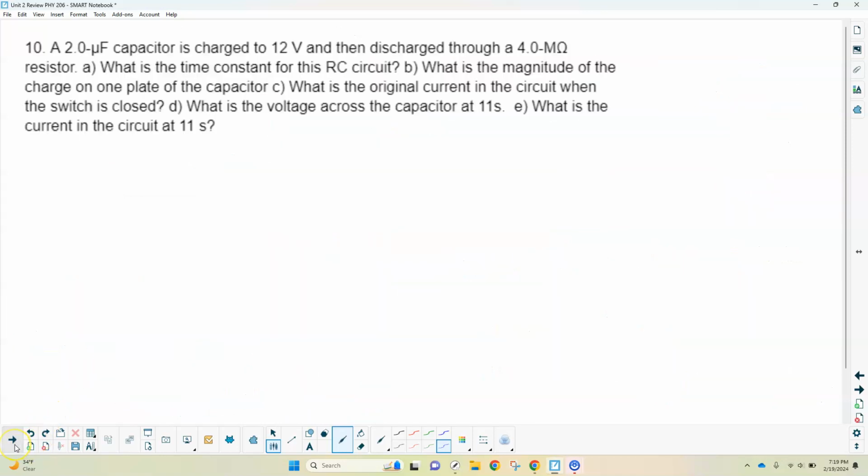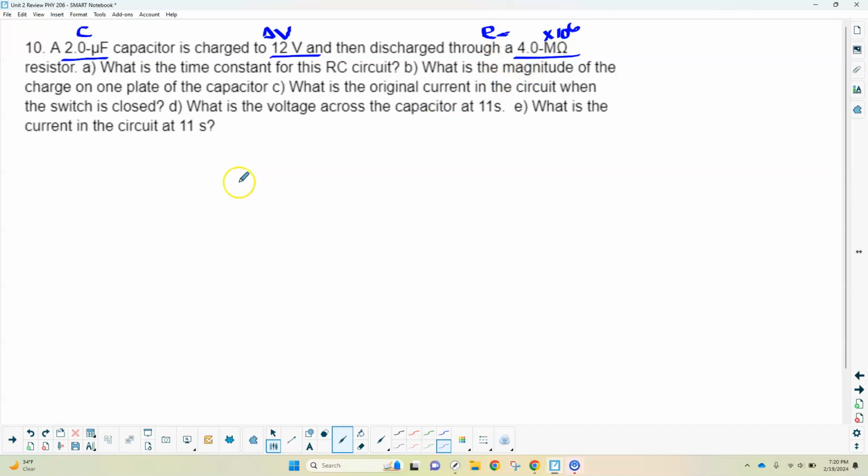All right, last one we have here is an RC circuit. So the video and lesson in class today is dealing with RC circuits. It's a 2 microfarad capacitor, so that's C. It's connected to a 12-volt battery to charge. So the potential difference, or delta V, is 12. And then it's discharged through a 4 mega ohm resistor. So mega is times 10 to the positive 6, or like a million. And it's a resistor, so that's R.